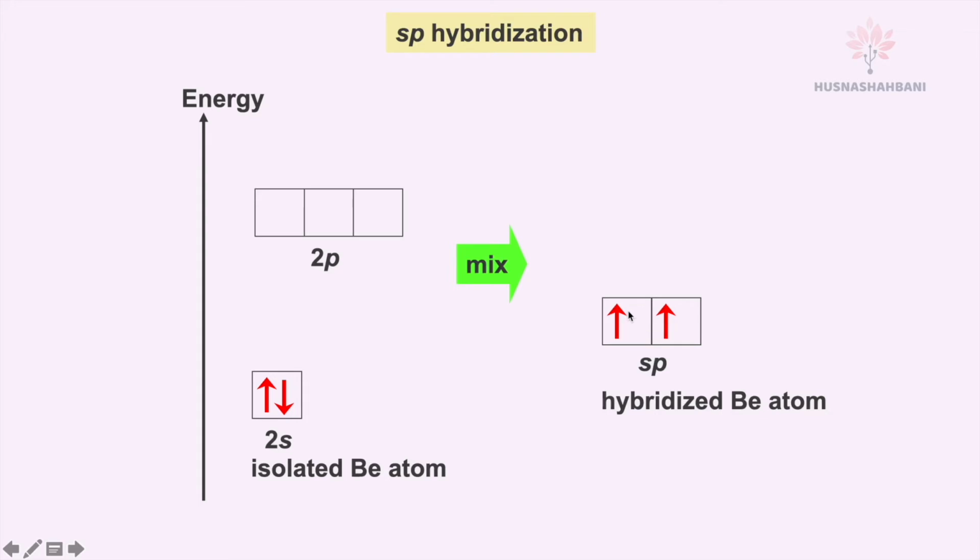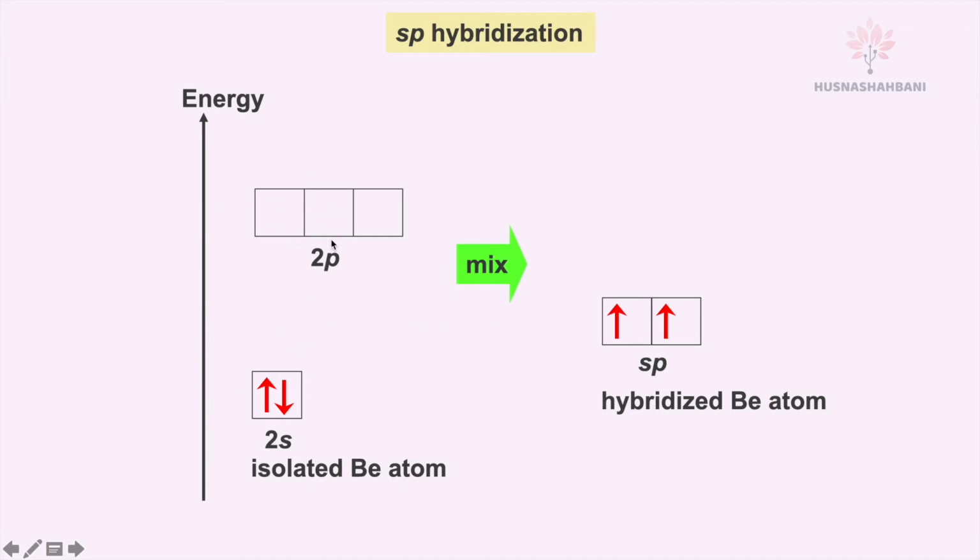If you carefully look at this sp hybridized electron, the energy level is in between 2s orbital and 2p orbital. In the energy level diagram, the 2s orbital has lower energy than 2p. That's why 2p is on top of 2s. When you mix orbital s and orbital p, it results in the sp hybridized Be atom. So the energy level of sp hybridized is in between 2s and 2p.